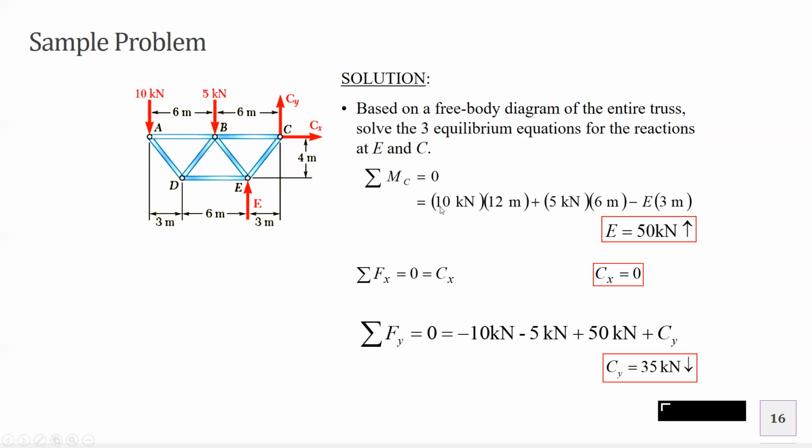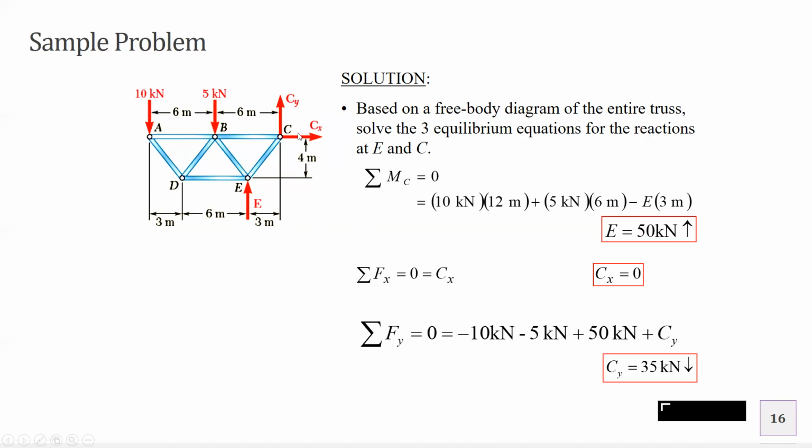So that's going to be a negative number. Where you plug it in, 120 plus 30 minus E times 3 is all equal to 0. We rearrange that equation and solve it, and it comes out as 50 kilonewtons in the positive direction, because it would be a negative number, and that is going to make it go in the clockwise direction, 50 kilonewtons.